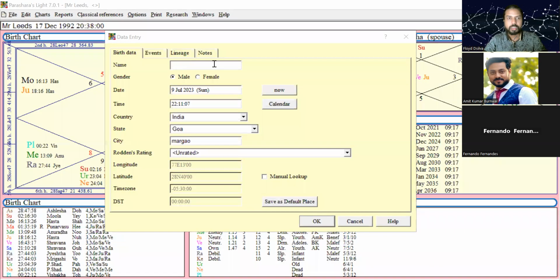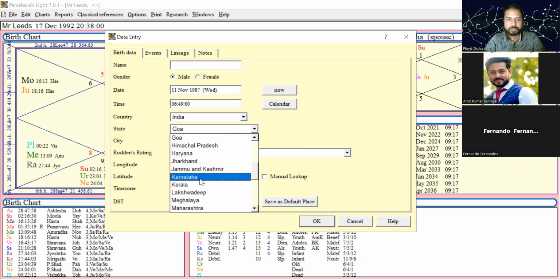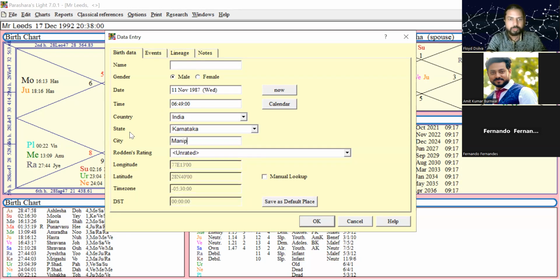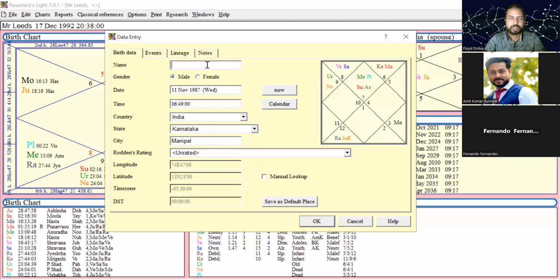Okay, date of birth is 11 November 1987. First we fill up the details in the astrology software, whatever you're using. I'm using Parashara's Light. So what is the timing? 6:49 a.m. And place? Manipal, Karnataka. Okay. Is this a man or a woman? Man. Man from Manipal. Okay.